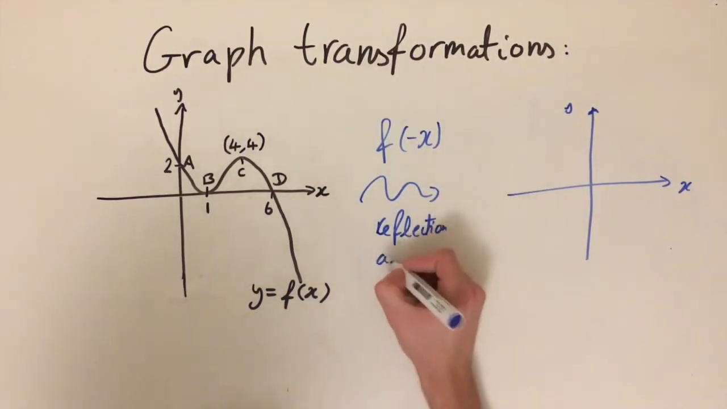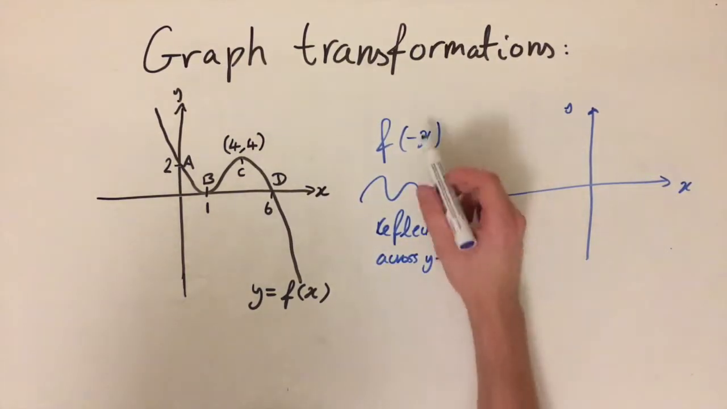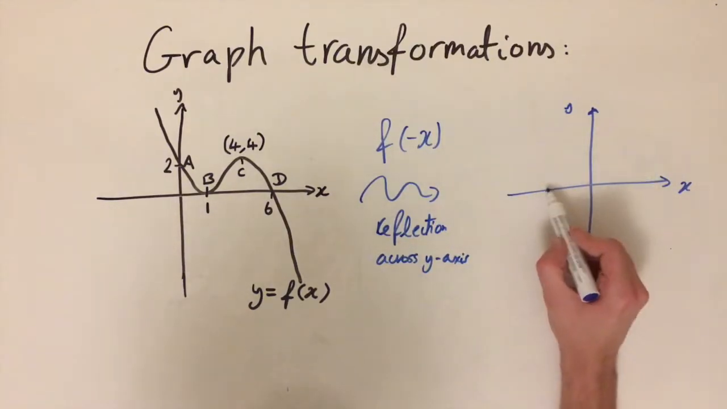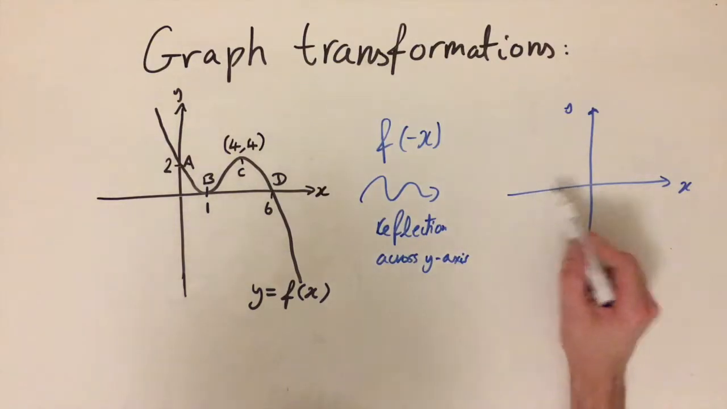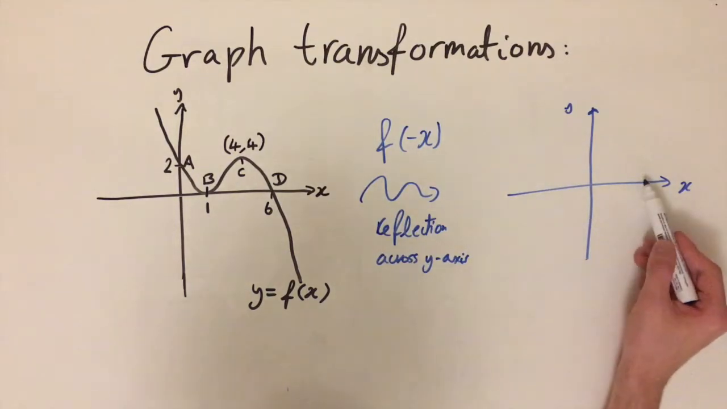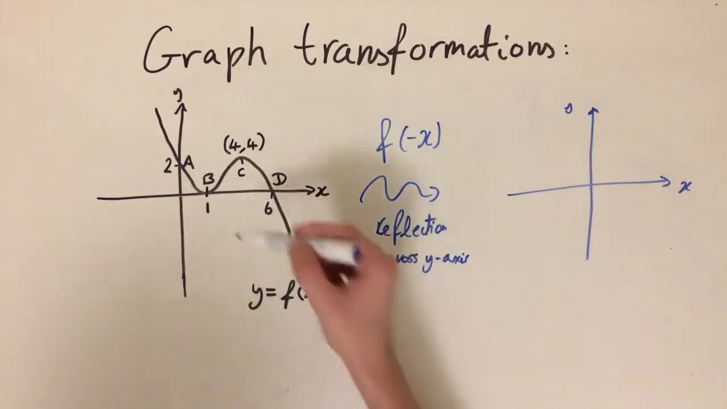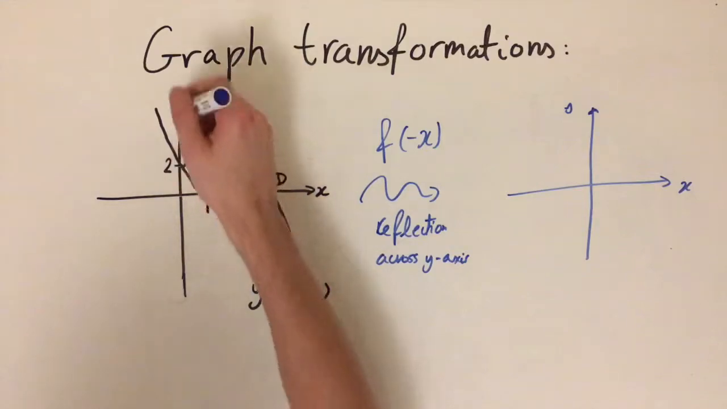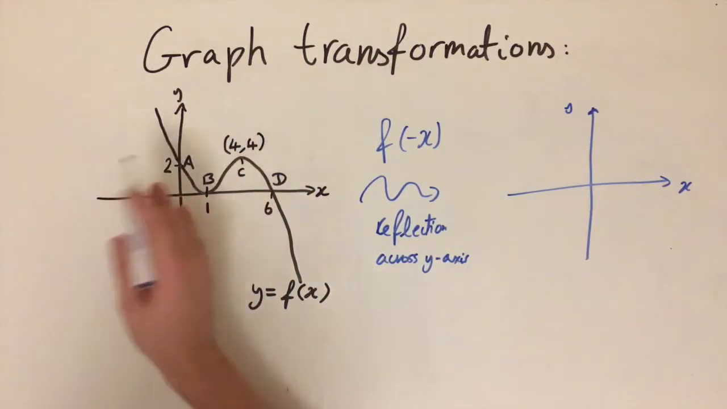Reflection across the y-axis. Because you can think of it like this: if you put in positive values of x, this is now going to correspond to negative values of x. And if you input negative values of x, this is going to correspond to positive values of x. So the function is going to get reflected. So now this is going to be a bit more of a complicated transformation. We have to think about what the function is going to look like if we move everything on the right to the left and everything on the left to the right.